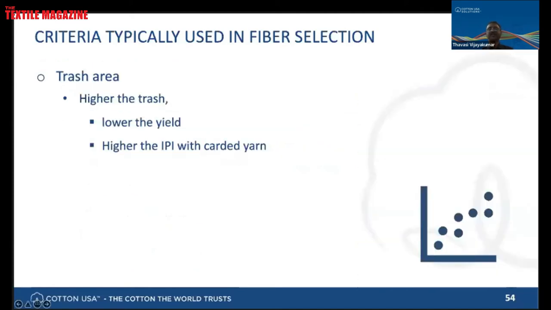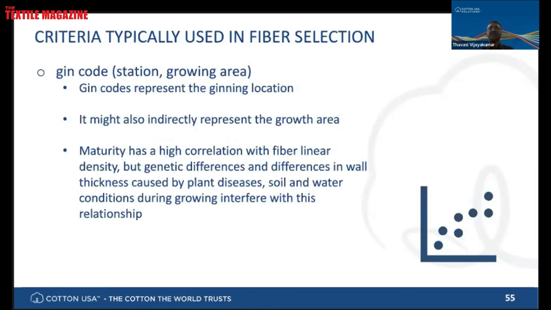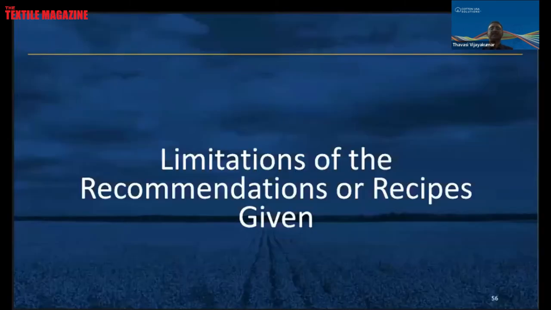So trash area represents the amount of trash in the cotton. The waste amount to be extracted, especially blow room waste, is decided by this trash area. And the blow room design also, the number of beaters, number of opening machines, and number of cleaning points have to be decided based on the trash area. Gin course represents the ginning location. It might also indirectly represent the growth area.